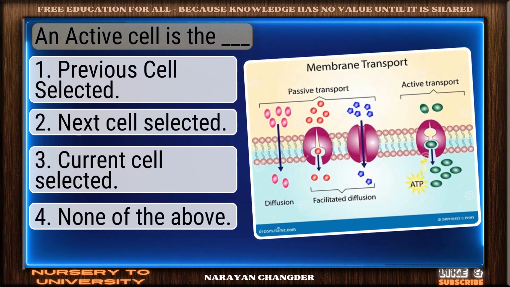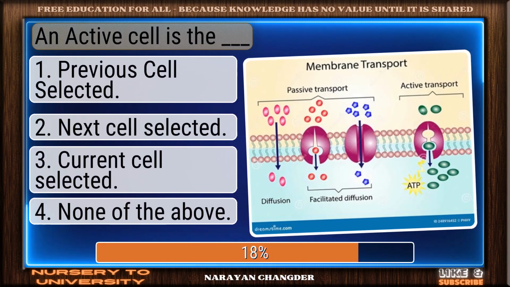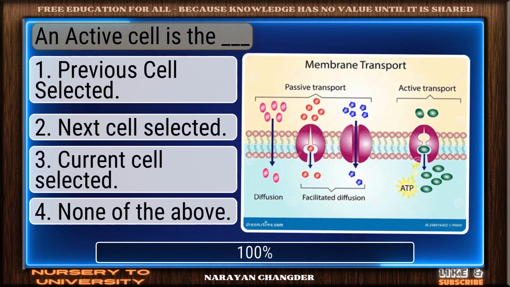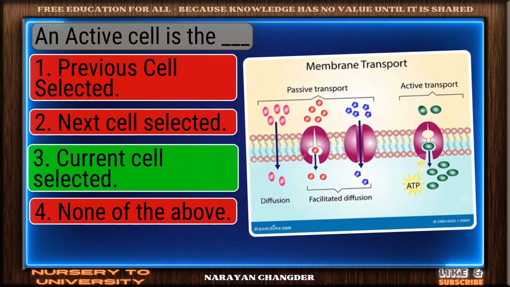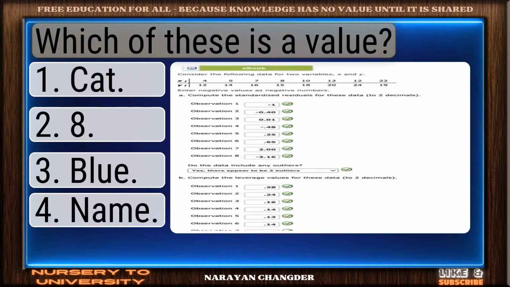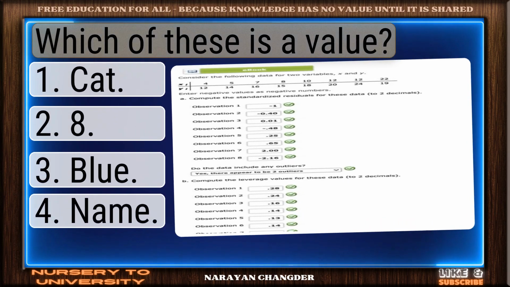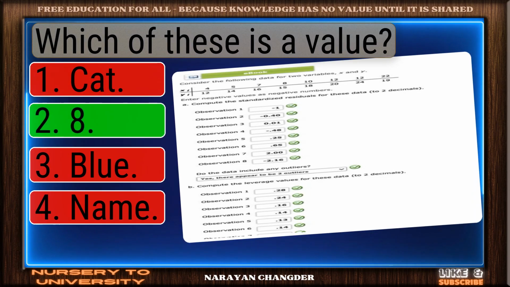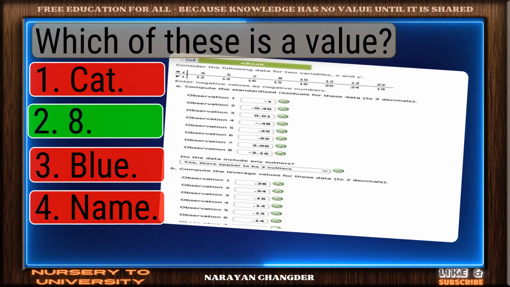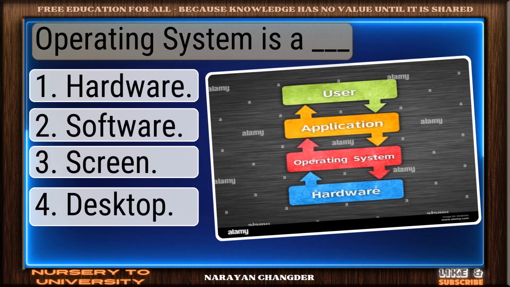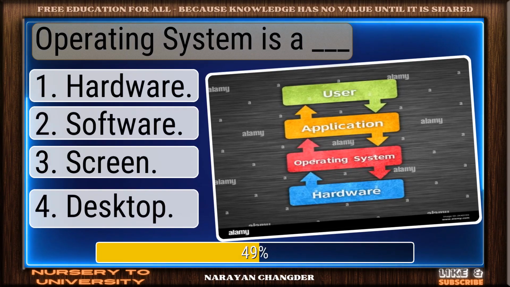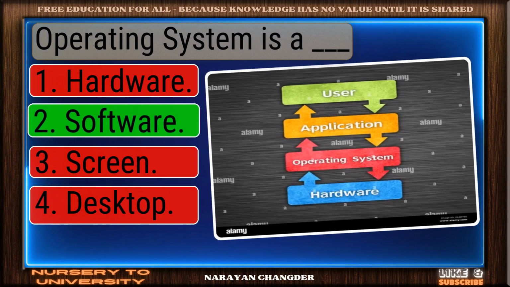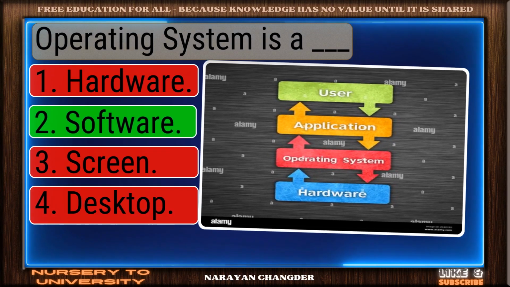An active cell is the dash. Bravo. Current cell selected is the answer. Which of these is a value? Sharp thinking. 8 is the right choice. Operating system is a dash. Nicely done. Software is a solid answer.